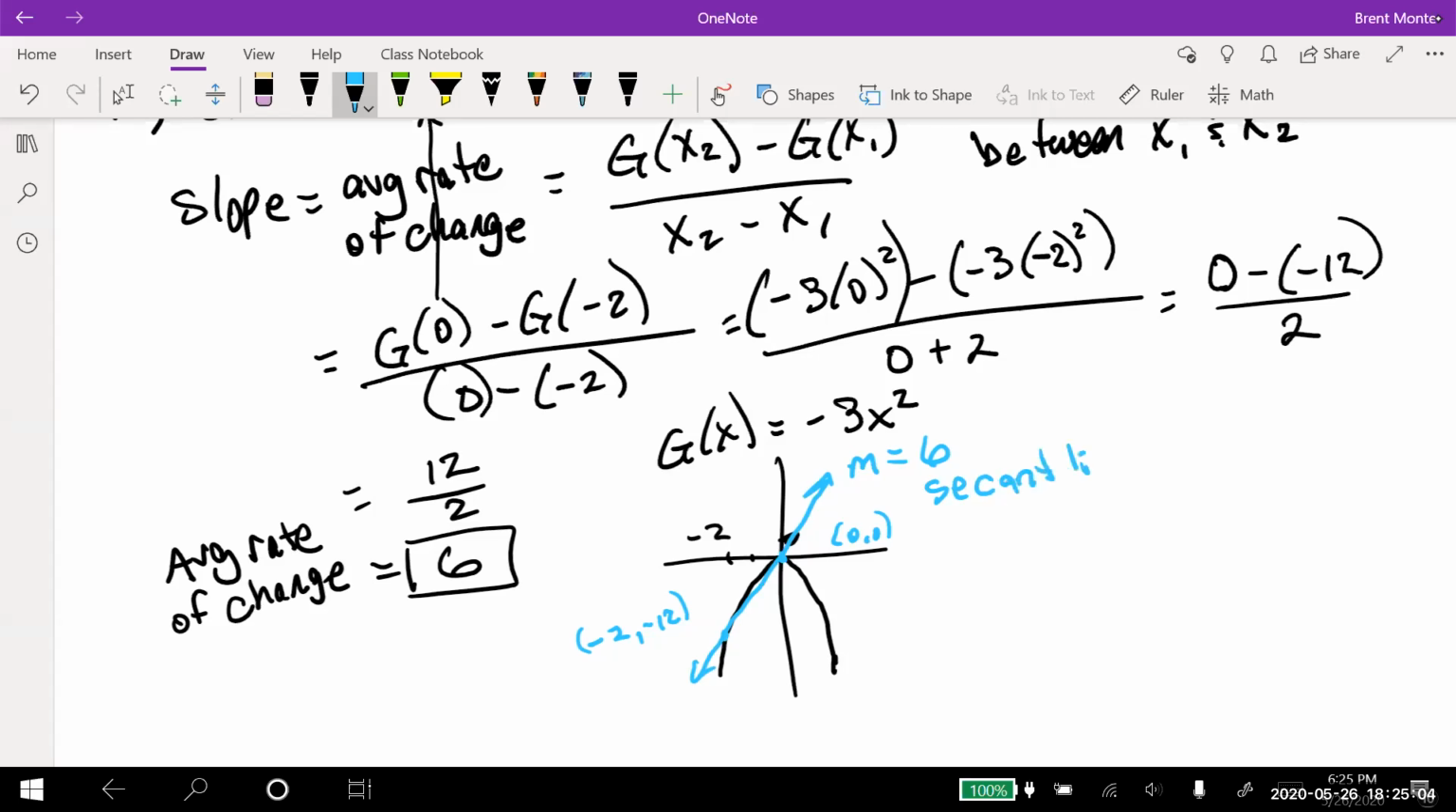All right, so that's the idea. They'll have you find some of these, and you just do it. It's g of the second point minus g of the first point, and then the second point minus the first point on the bottom. So it's the change in y over the change in x. Again, it's just the slope of that line.